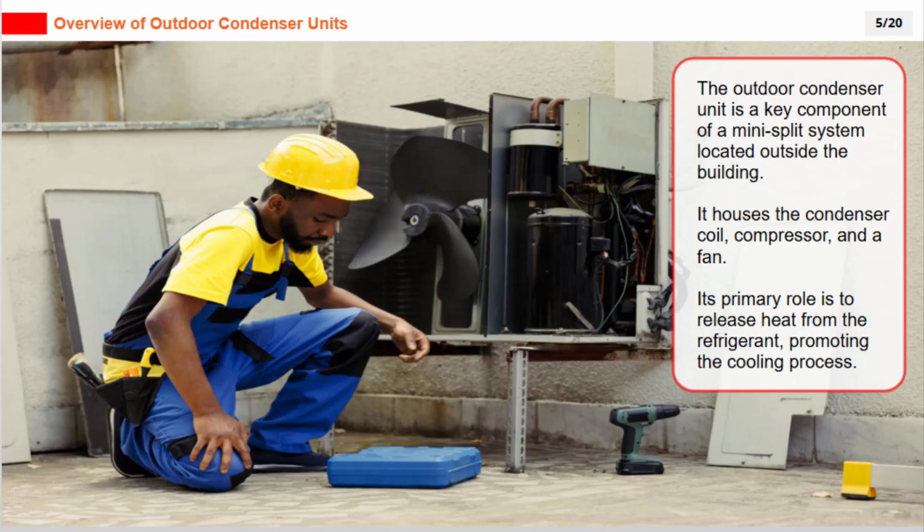The outdoor condenser unit is a key component of a mini-split system located outside the building. It houses the condenser coil, compressor, and a fan. Its primary role is to release heat from the refrigerant, promoting the cooling process.